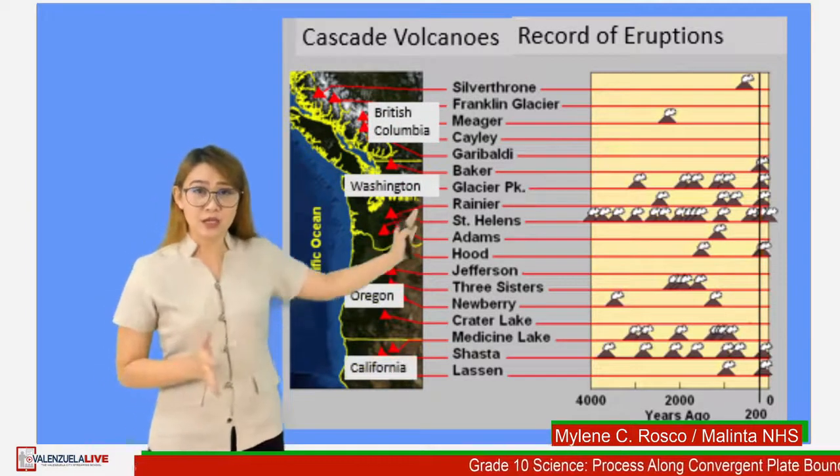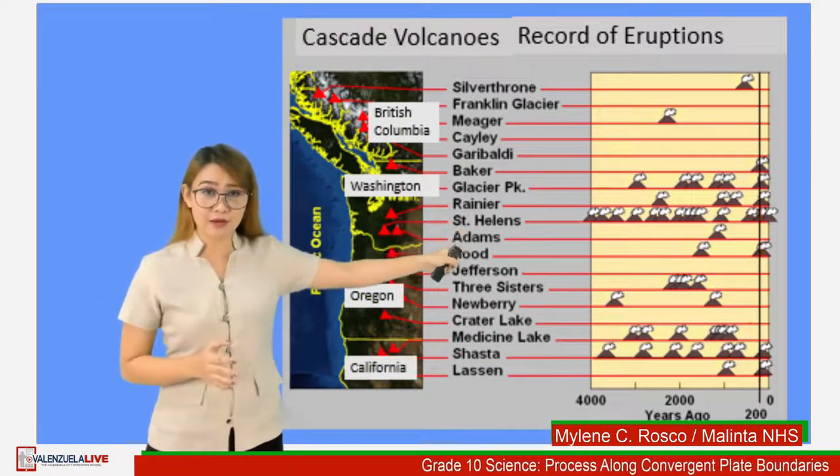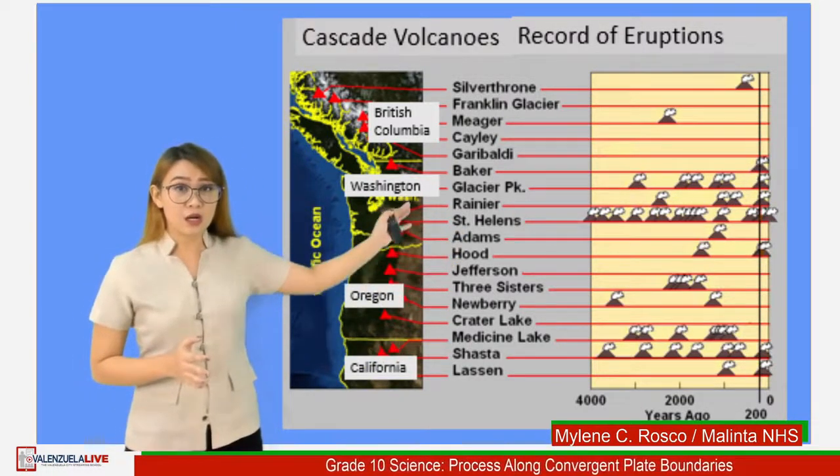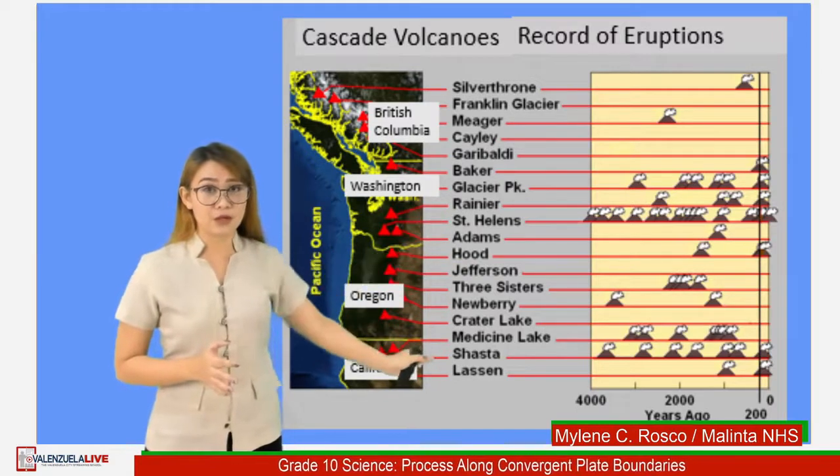And you see here the volcanic activity. You see on the diagram the volcanic activity of the Cascade volcanoes. Alright?